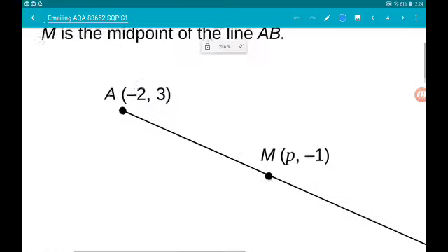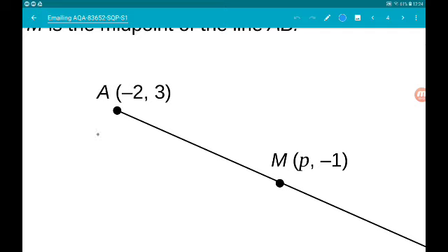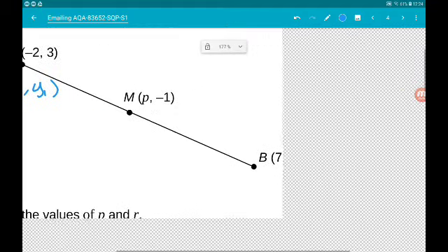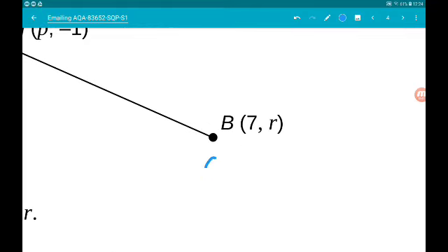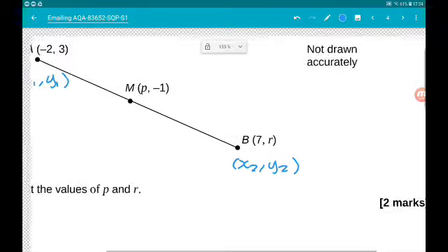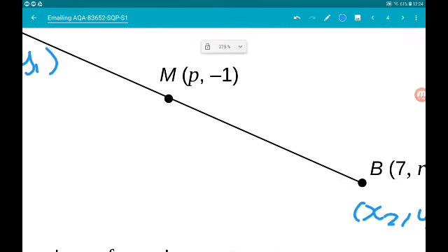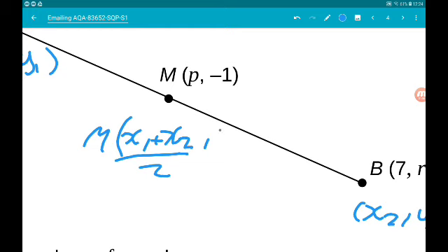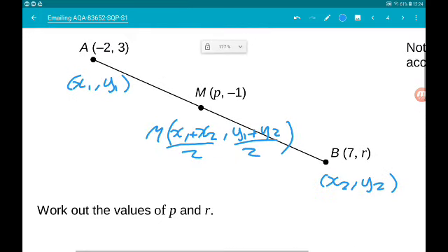So, if we call the coordinates at A x1, y1, and the coordinates down at B x2, y2, then the coordinates of M are x1 add x2 over 2, y1 add y2 over 2. So if we apply that, let's first of all look at the x coordinates.